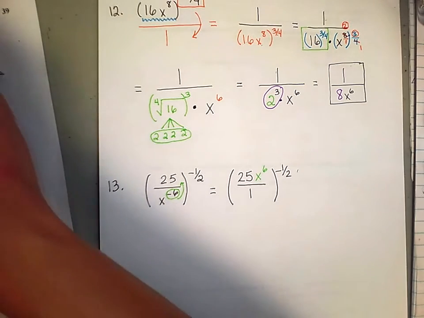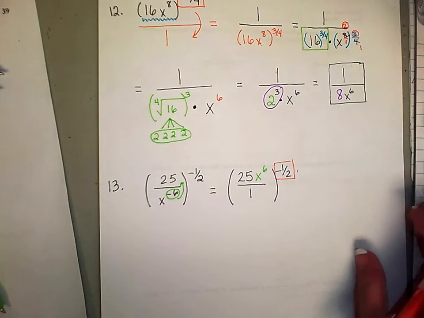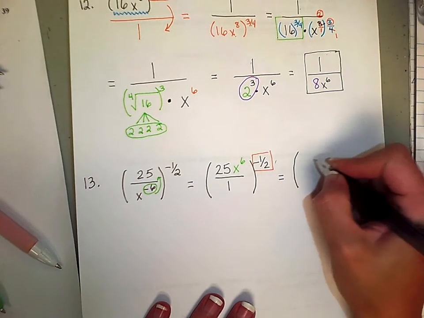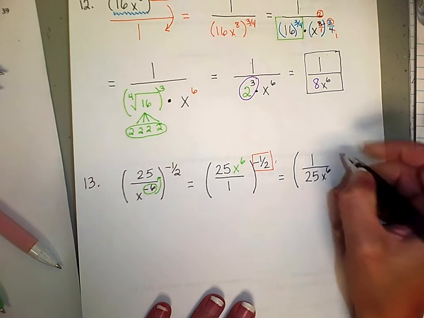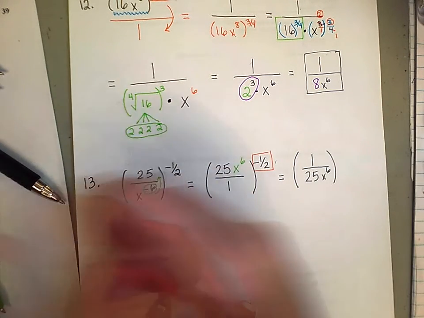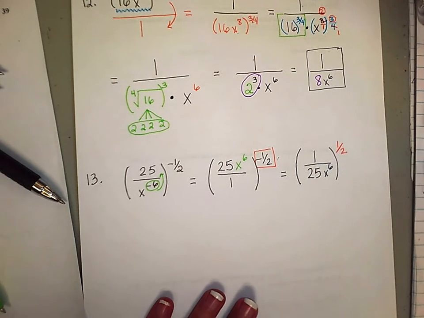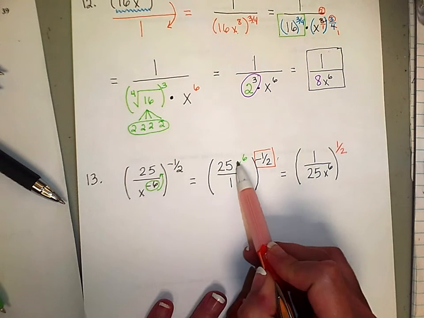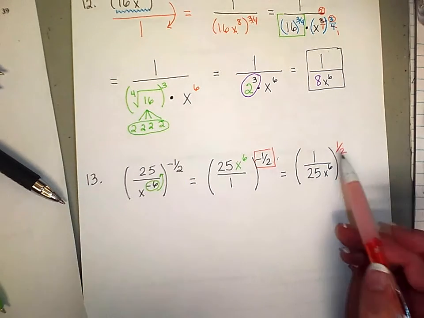Now that I've simplified inside of here, I would like to get rid of this negative exponent. I can do that using the rule that says we will take the reciprocal and now make this positive. So I had 2 negatives to take care of. This negative became positive by moving up top. This negative became positive by taking the reciprocal.